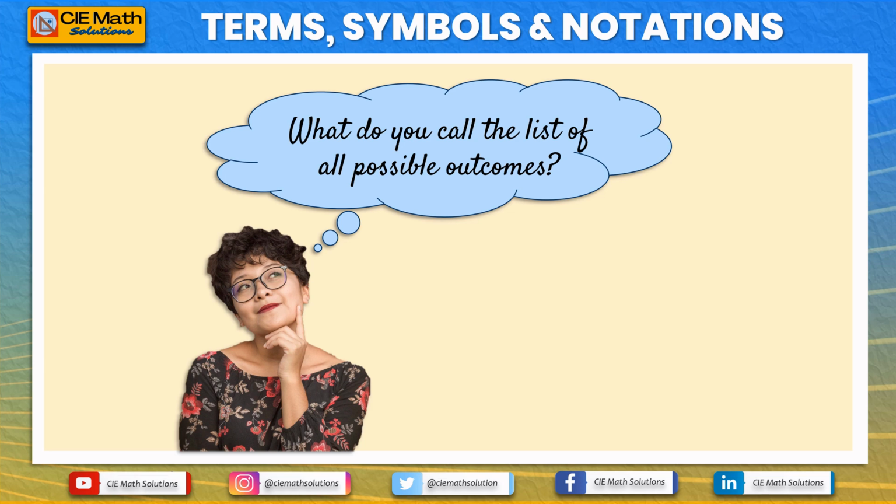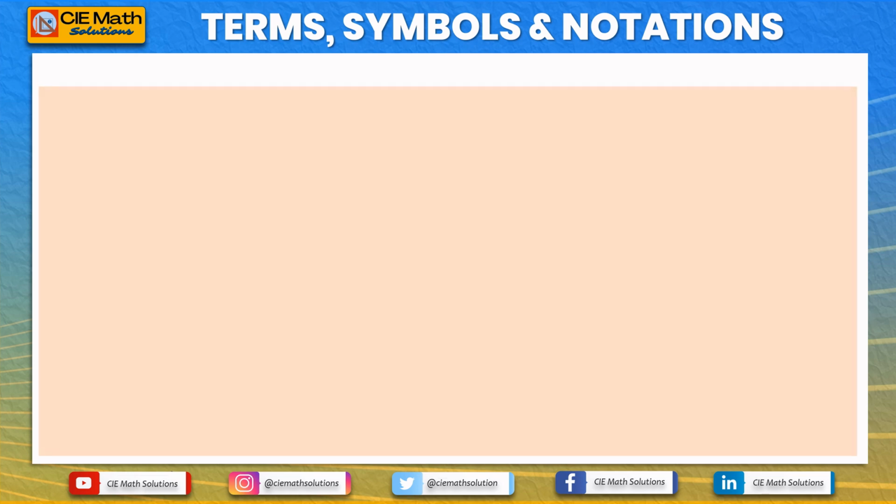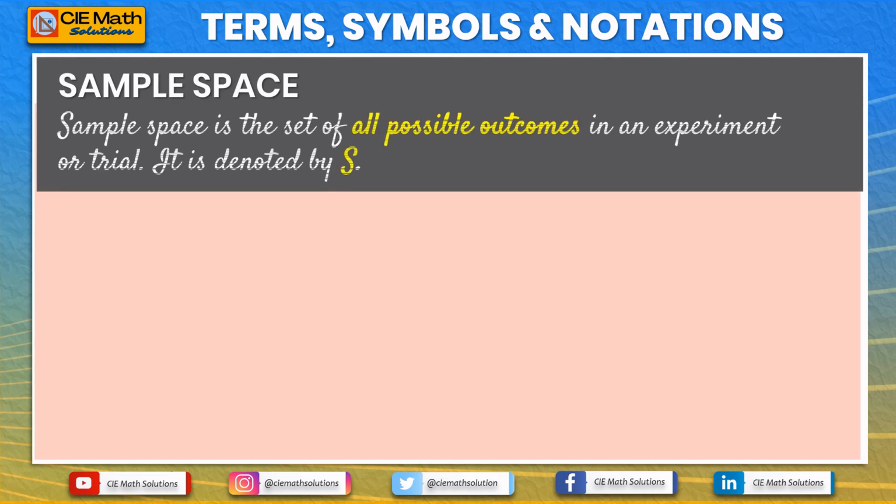But what do we call the list of all possible outcomes if you list them down? We call these possible outcomes the sample space. A sample space is the set of all possible outcomes in an experiment or trial. It is denoted by the capital letter S.